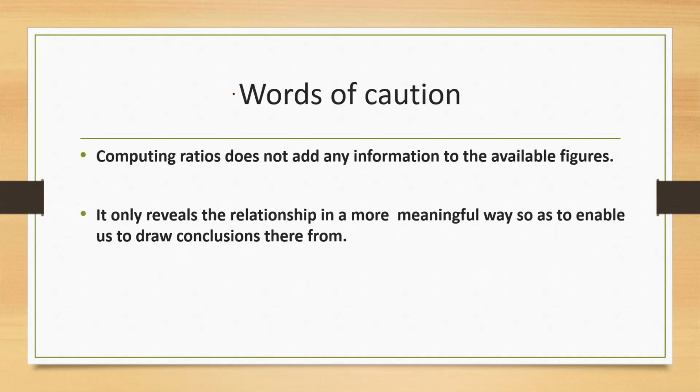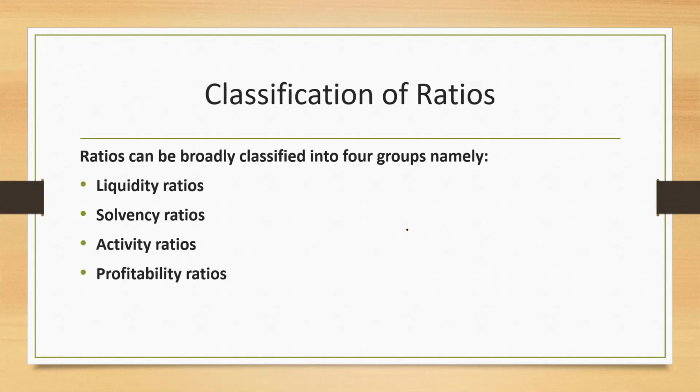But see, ratio analysis does not add any information to the available figures. What it does is find out conclusions from already available figures, on how the company has to perform further. There are various types of ratios, that is liquidity ratio, solvency ratio, activity ratio, and profitability ratio. These are basically four major ratios, and there are various ratios in all of them. So today we'll start with the first, that is liquidity ratio.